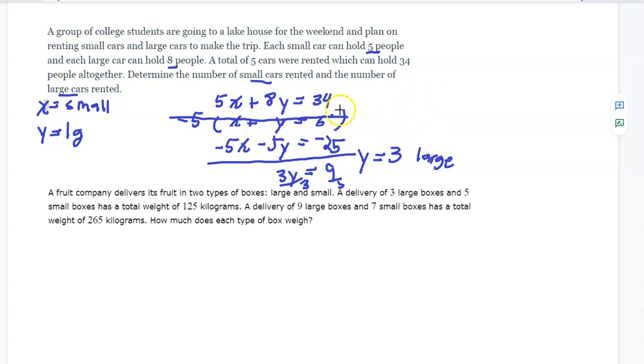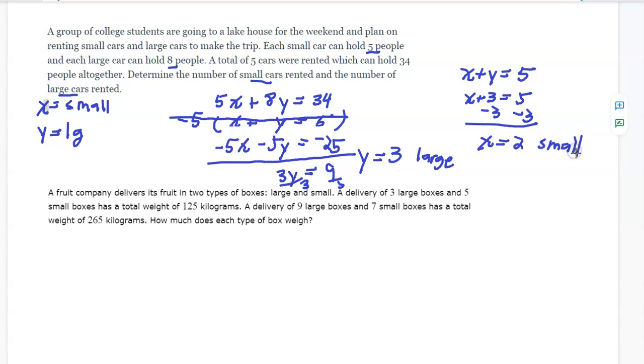Okay, using the second equation, I know that x plus y equals 5. So x plus 3 equals 5. Subtract 3 from both sides. x equals 2 small cars. Okay, I like it. No fractions or decimals to worry about, so we're off and running.